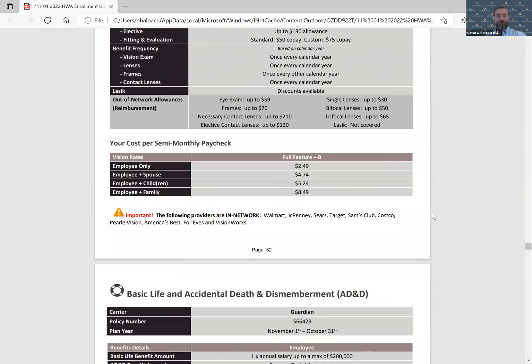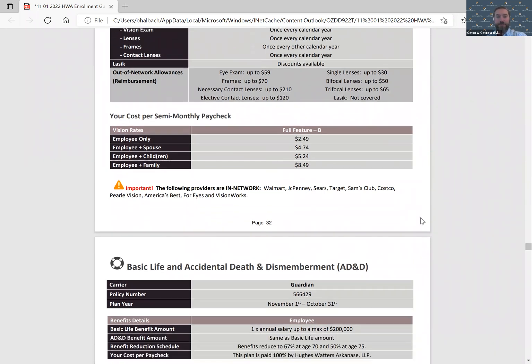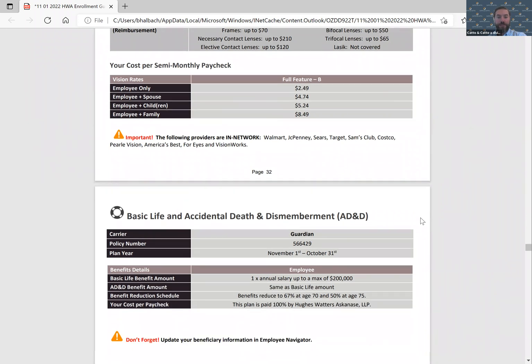You get a pretty darn good benefit for that level of investment.